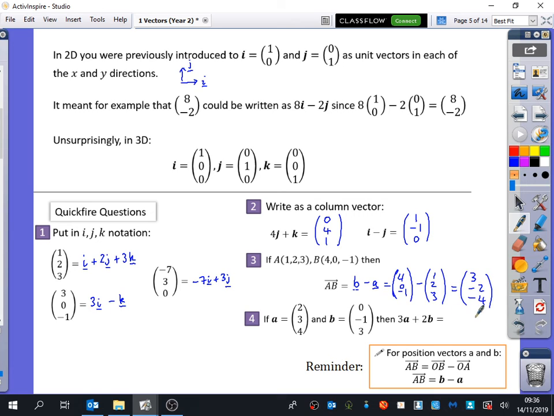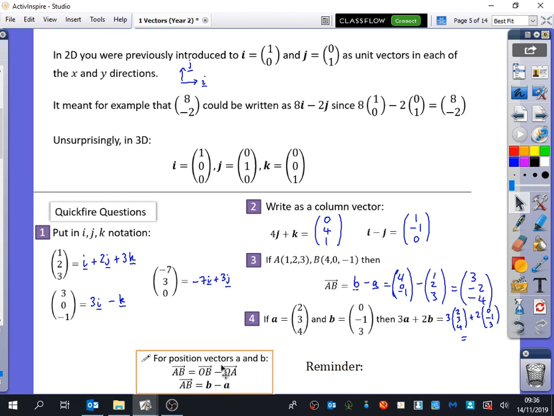Last of all, I probably don't have enough space to squeeze this in here, but you can do all of the stuff that you used to be able to do with vectors when it was in 2 dimensions. So 3A plus 2B is going to be 3 lots of A, which is (2, 3, 4), plus 2 lots of B, which is (0, -1, 3). I'm running out of space here. Maybe I can move this for a second.